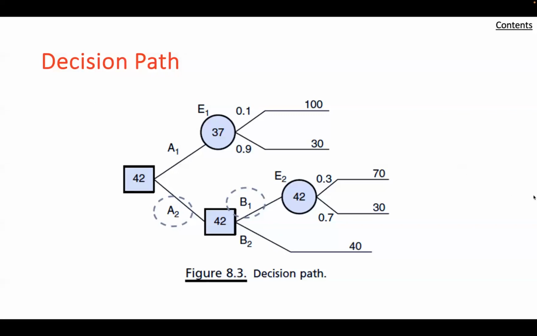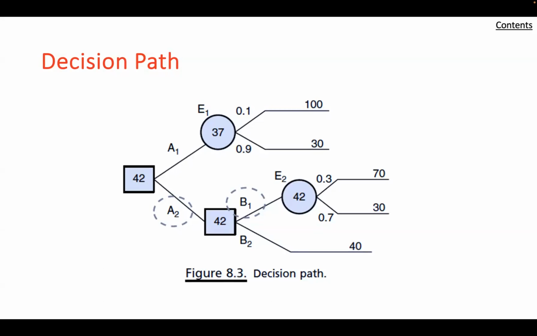So moving on, in this example, an engineer is faced with an initial decision. The two choices are A1 and A2. If one chooses A1, then an event will occur and provide a value of either 100 or 30, with probabilities of 0.1 or 0.9 respectively. If one chooses A2, you're immediately faced with a second decision, B, which also has two choices, B1 and B2.